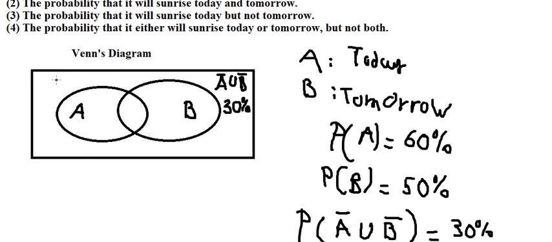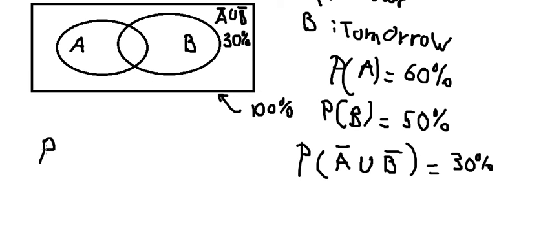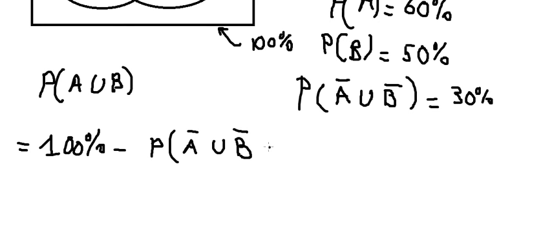So we know that the sum of everything we have is 100%. We need to find this area in here. That is about P(A) and P(B) in here. So that should be about 100%. We minus this one. And that is about 30%.